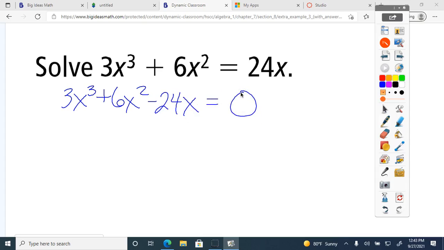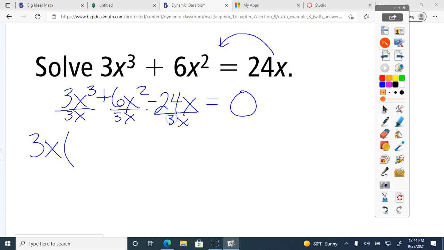First step, always get it equal to 0. So we move this over. So we change the sign. Minus 24x. Okay? 3, 6, 24. What goes into all of them? 3. X cubed, x squared, x. X. Divide by the common factor. Okay? So we get x squared plus 2x minus 8.